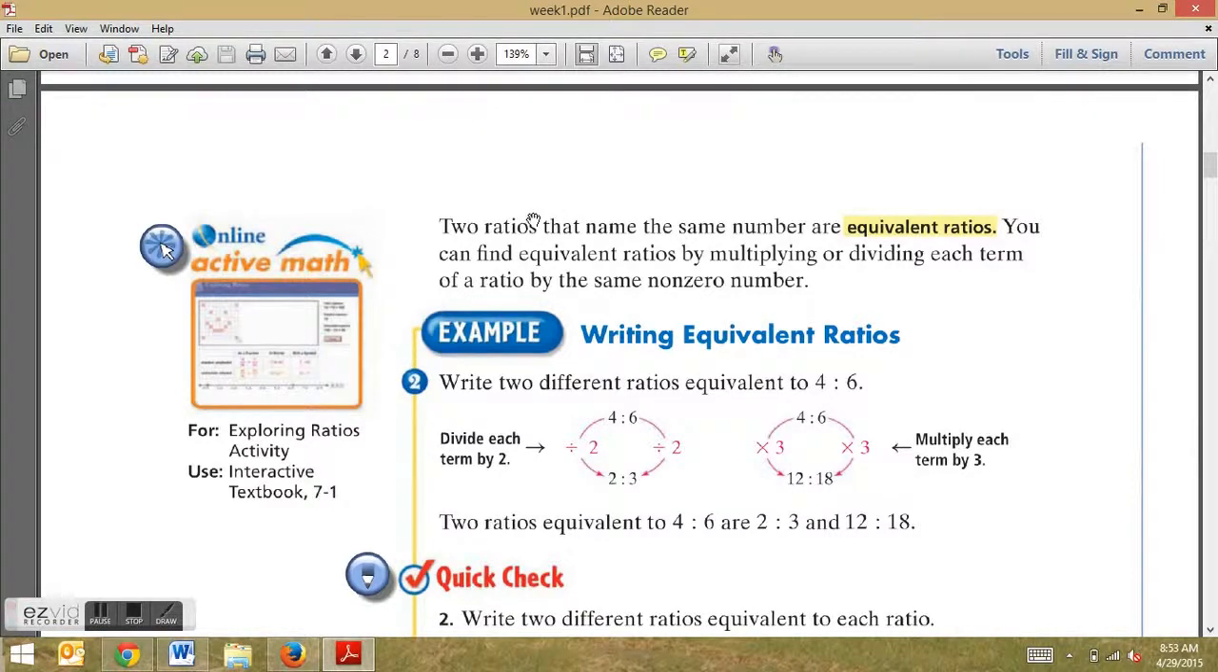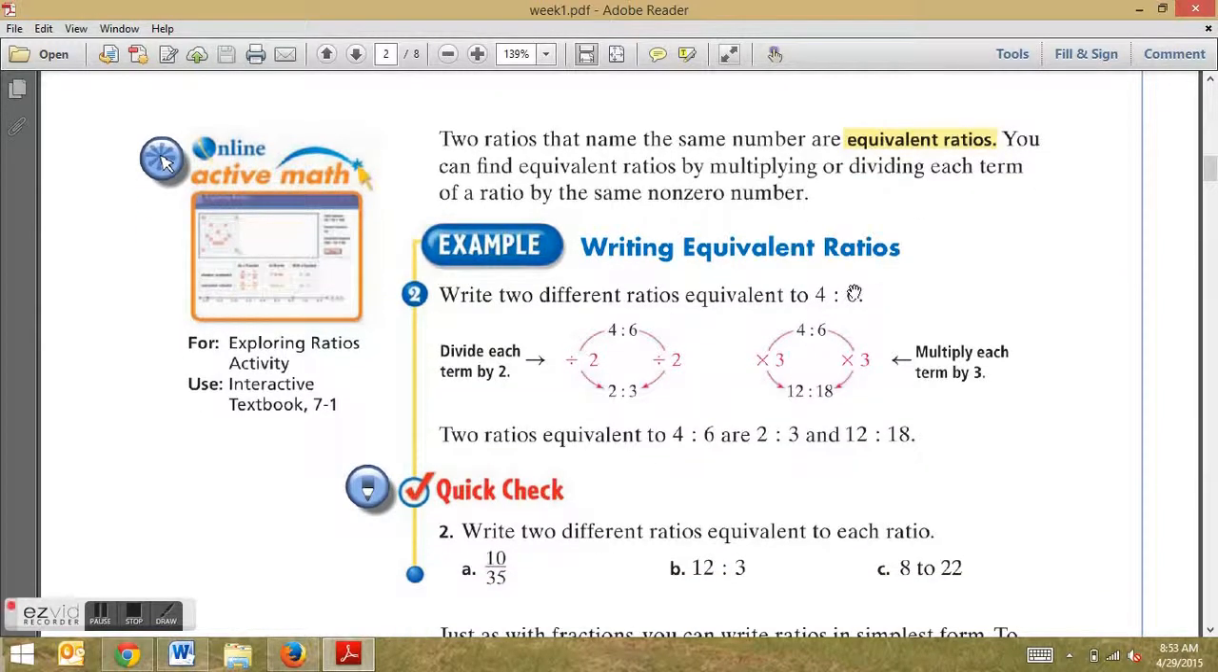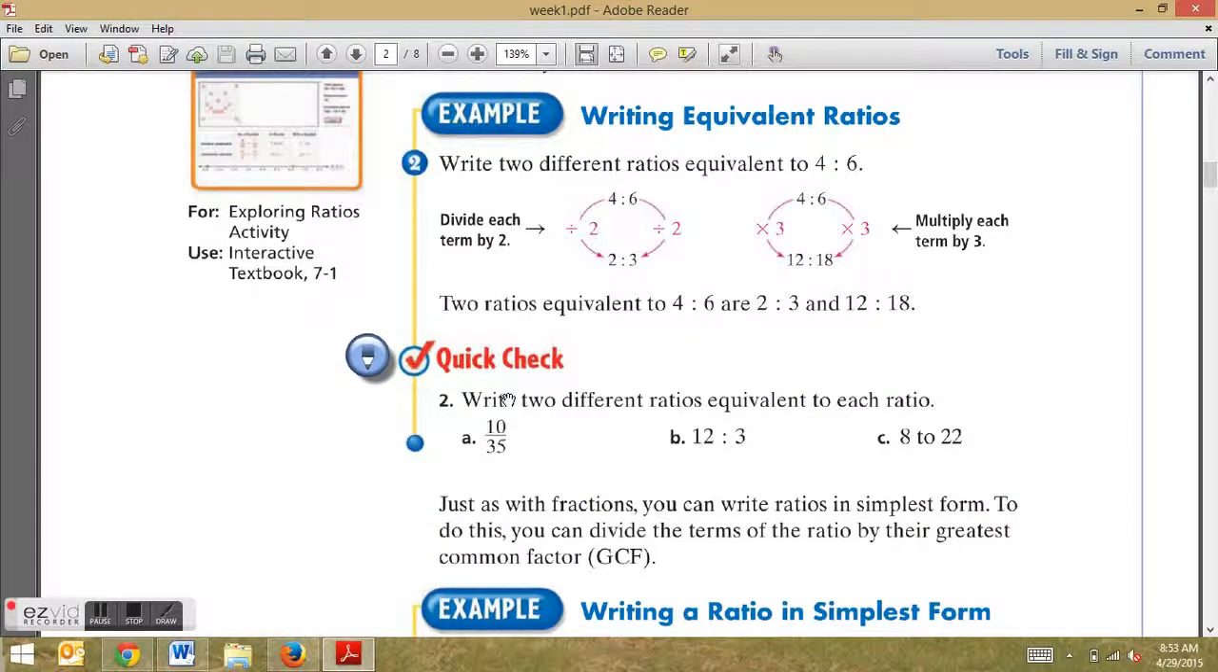As we keep going down, they have ratios. If they show the same number, they're called equivalent ratios. I think it's easier to think of equivalent ratios like equivalent fractions, like 1/2 and 5/10 are the same number. They show the same number, so they are equivalent. Same with ratios. If you have 1 to 2 or 5 to 10, they're equivalent ratios because they show the same number. If it asks you to write 2 different ratios that are equivalent, you can do whatever you want.